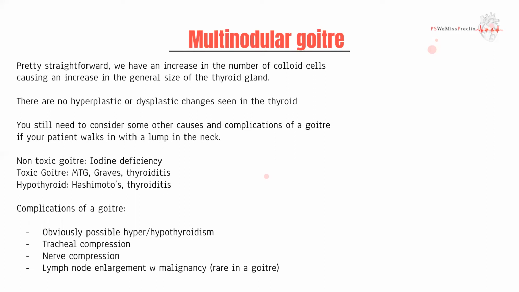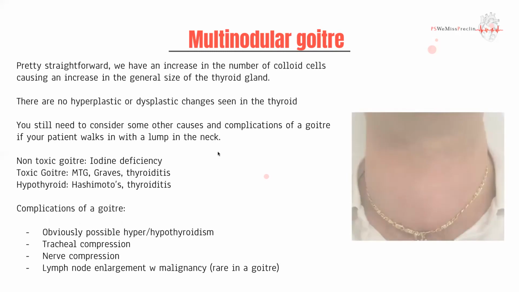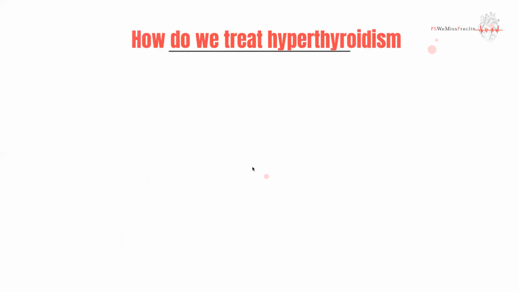Complications of a goiter, obviously, firstly, just the thyroid hormonal issues, but then we also have to worry about compressive stuff. So tracheal compression, nerve compression, and then you can also have lymph node enlargement if you have a malignancy, but that's going to be rare with a goiter because most malignant thyroid pathologies don't present with a goiter. So how do we treat hyperthyroidism?